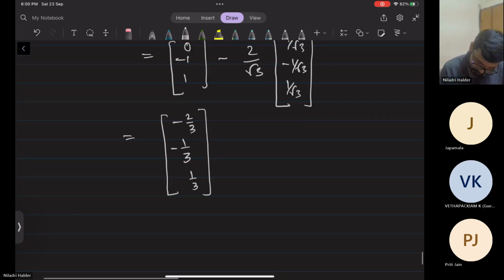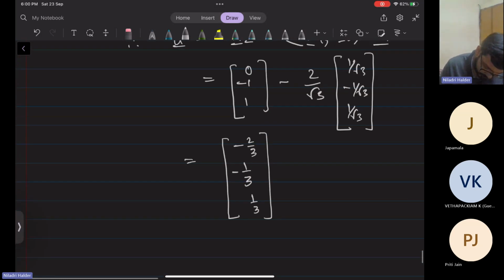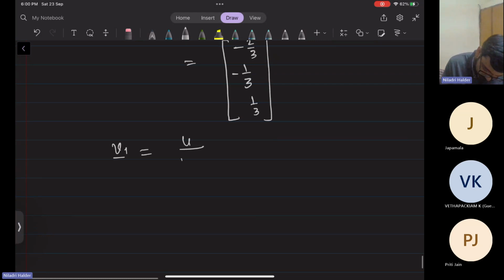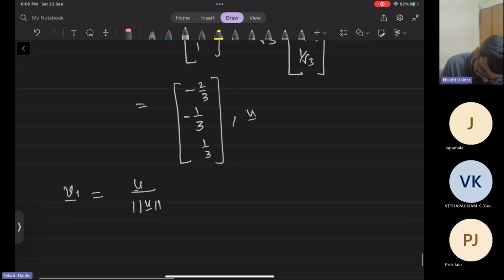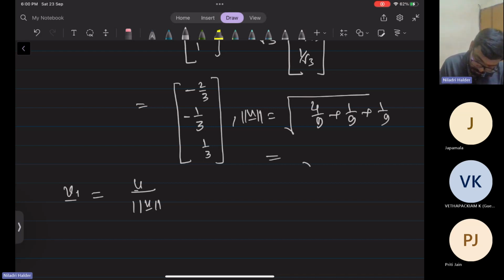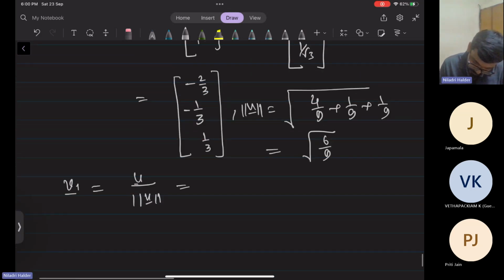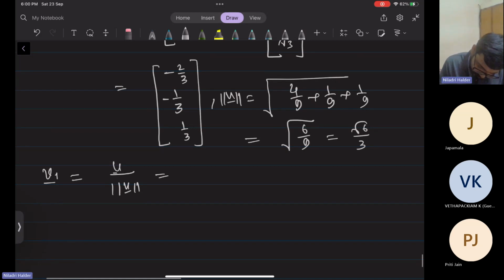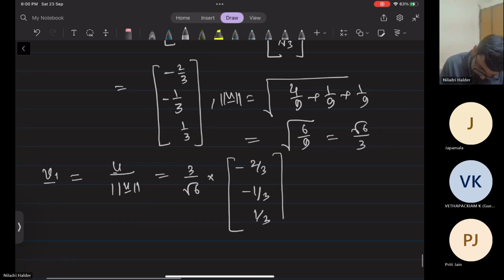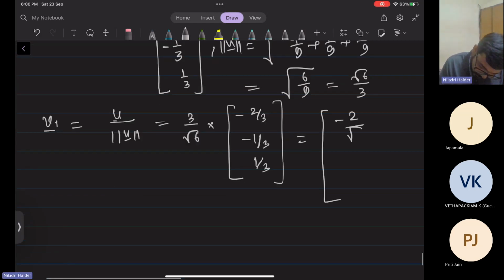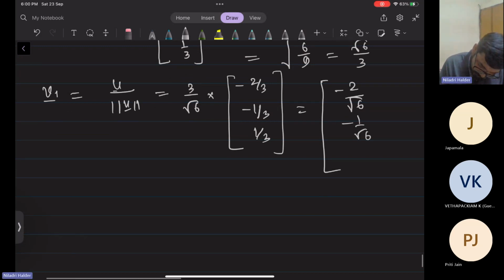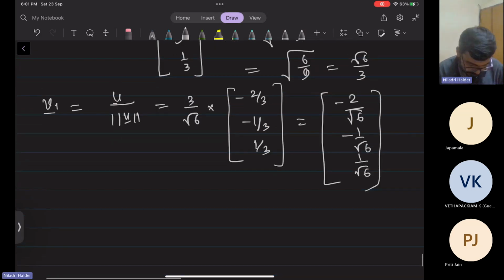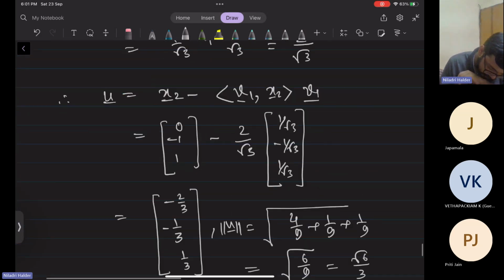Then the orthonormal vector is u divided by norm of u. The norm of u is root over 4 by 9 plus 1 by 9 plus 1 by 9, that is root over 6 by 9, equal to root 6 by 3. So 3 by root 6 times minus 2 by 3, minus 1 by 3, 1 by 3, that is equal to minus 2 by root 6, minus 1 by root 6, 1 by root 6.